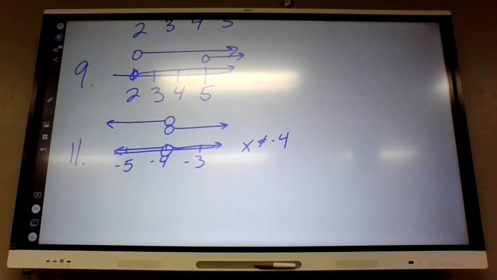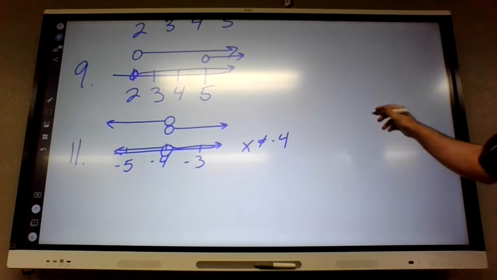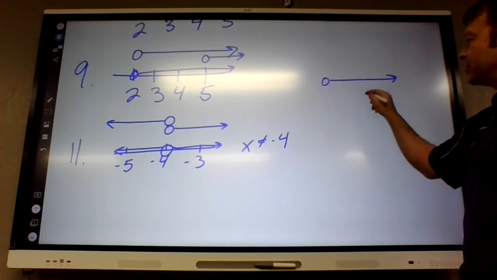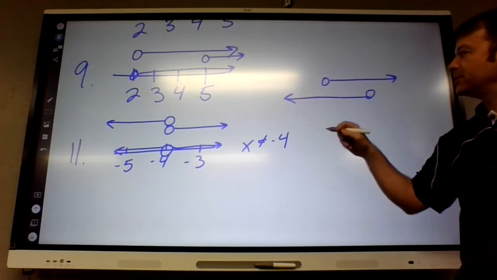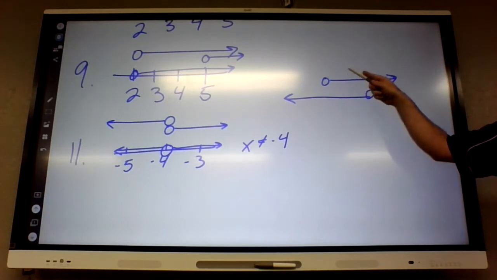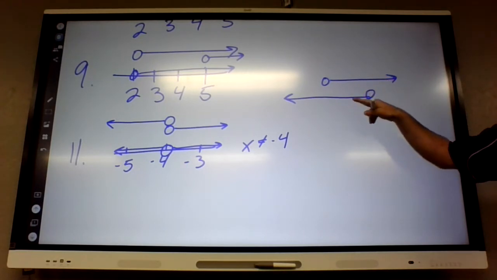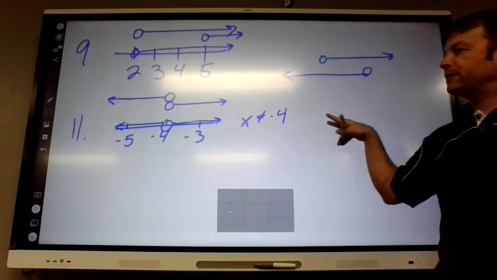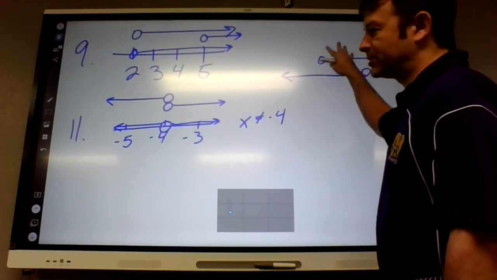Okay, the case that we did not do was when they're overlapping each other going opposite directions like that. So remember, that just means all real numbers, and it's a solid line on the graph, whichever problem's like that.